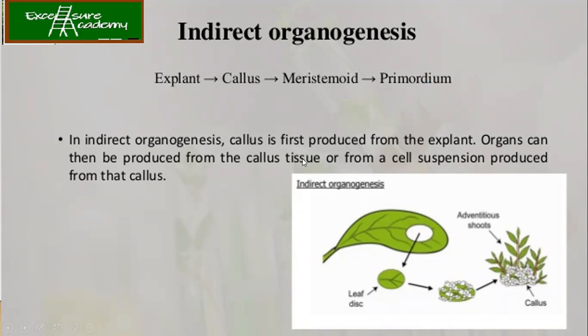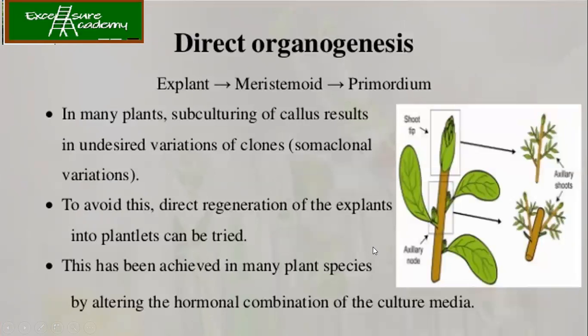So organs can then be produced from the callus tissue or from the cell suspension produced from the callus. So depending on that, you can carry out the process. What they have shown is a small part of the leaf has been taken, and then callus is formed, and from the callus you can get many leaves. So what kind of phytohormones must they have used? Cytokinin. Now coming to direct organogenesis, in this the callus is not formed.